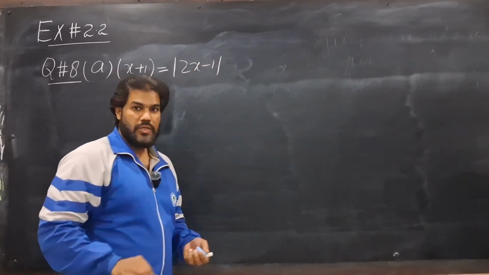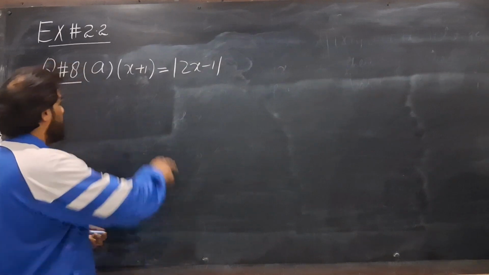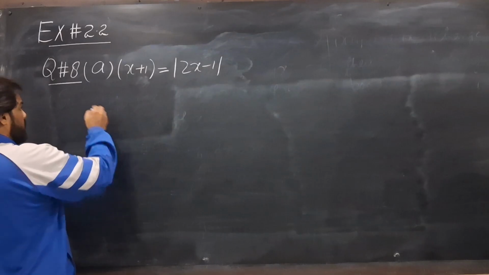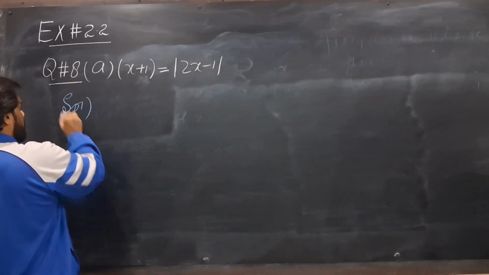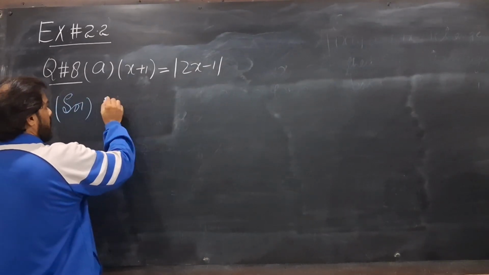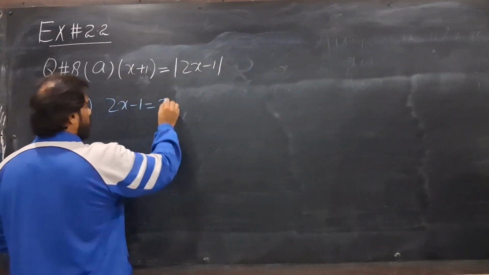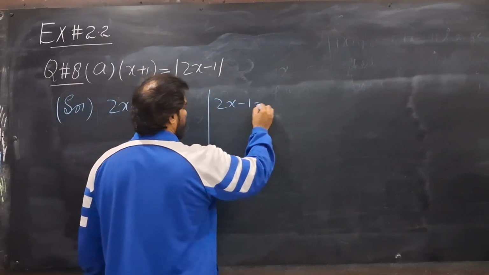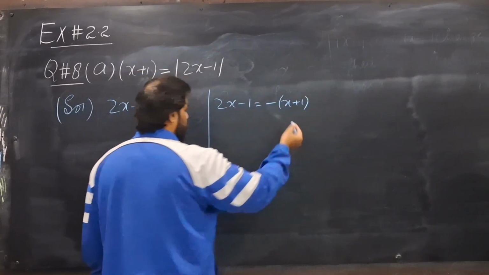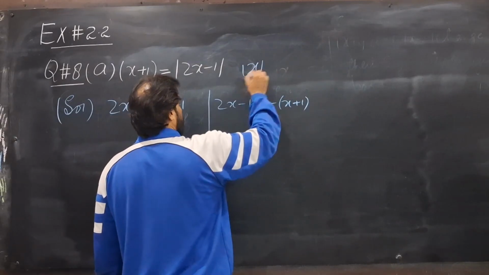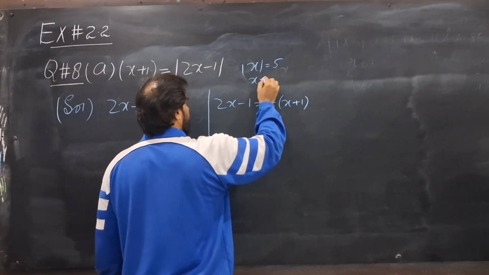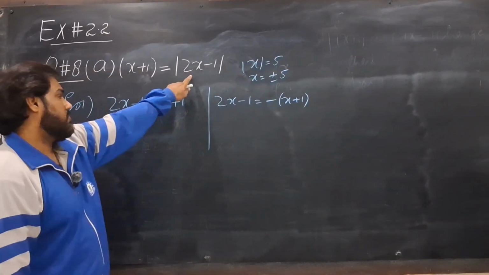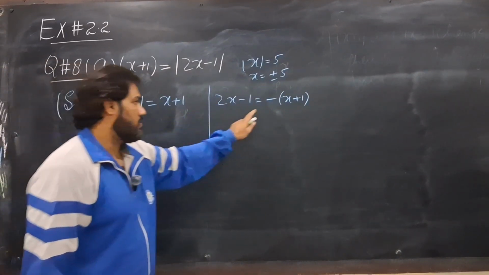One side is an absolute value and the other side is the algebraic expression x plus 1. When we expand this absolute value, we have the following two possibilities. Either 2x minus 1 is equal to positive x plus 1, or 2x minus 1 is equal to minus x plus 1. This is similar to when you solve absolute x equal to 5. When you open this, it gives x is equal to plus or minus 5. So there are two possibilities.